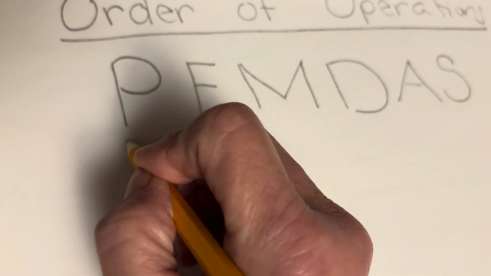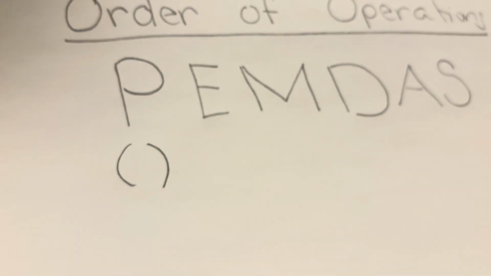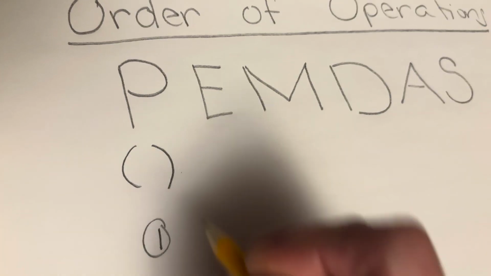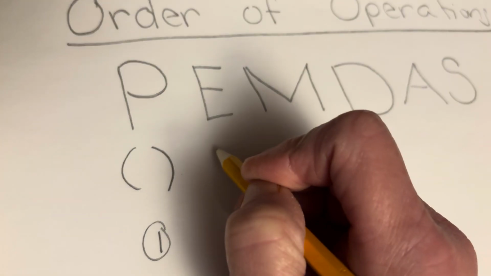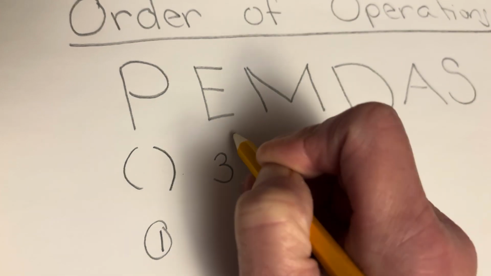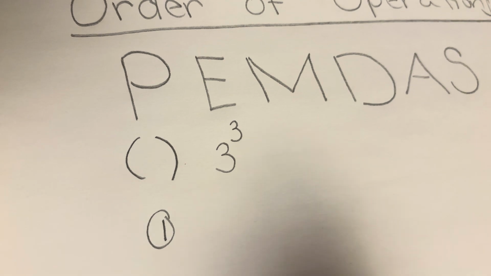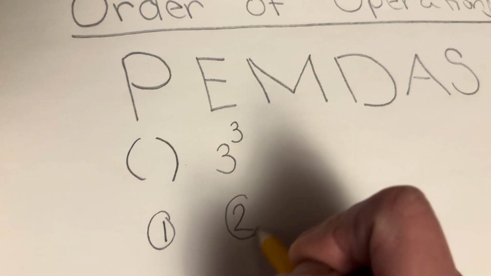P stands for parentheses, and parentheses always come first. So that is your first step. E stands for exponents, like 3 to the third power. And that is always your second step.